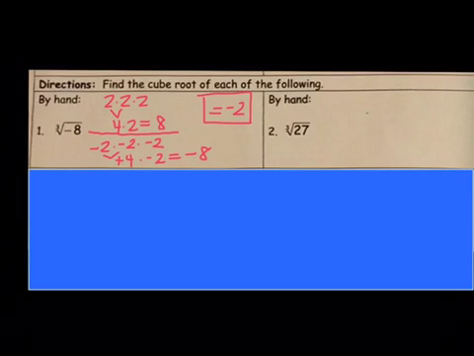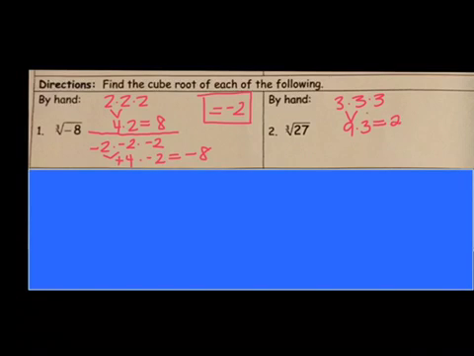Alright, and for number 2, by hand, the cube root of 27. So this one's positive. We don't need to think about negatives. What times itself 3 times will give me 27? So we know it's not 2 because that gives us 8. So let's try 3. 3 times 3 times 3. 3 times 3 is 9. 9 times 3 gives me 27. So the answer to this is 3. The cube root of 27 is 3.